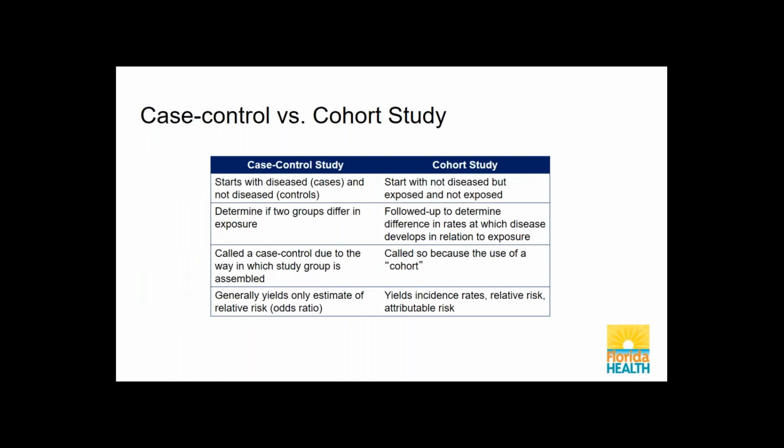Now let's look at some case control versus cohort studies. This chart, if you can just know this chart well and understand it, you are well on your way of scoring well in any type of questions that they ask you. So with case control studies, it starts with the diseased cases and not diseased. You determine if two groups differ in exposure, and it's called a case control due to the way in which the study group is assembled. And it generally yields only an estimate of relative risk or odds ratio.